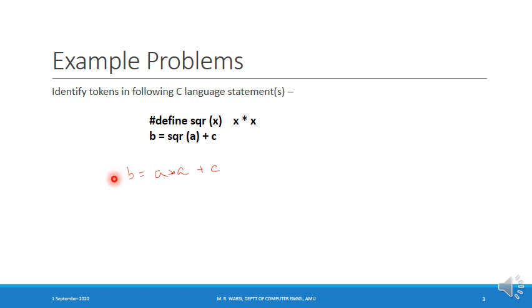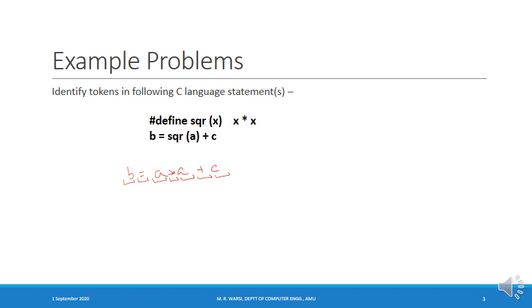Let's first identify lexemes, and then corresponding to each lexeme you can identify the token. The first lexeme is this, the second lexeme is this, the third lexeme is this, the next one is this, the next lexeme is this, the next one is plus, and the last one is c. These are the lexemes which are there. And now you can easily identify the token corresponding to each lexeme.